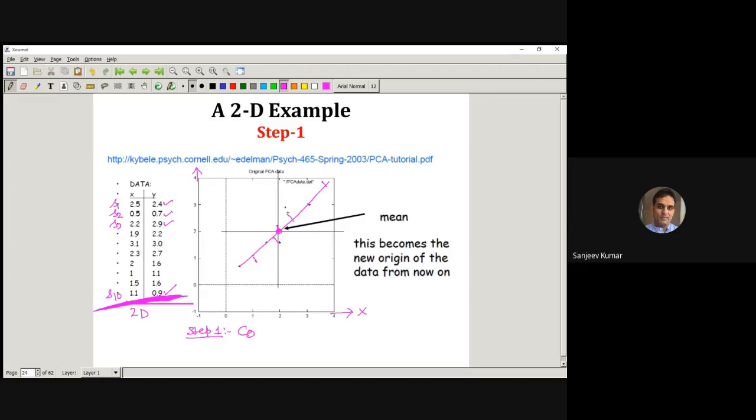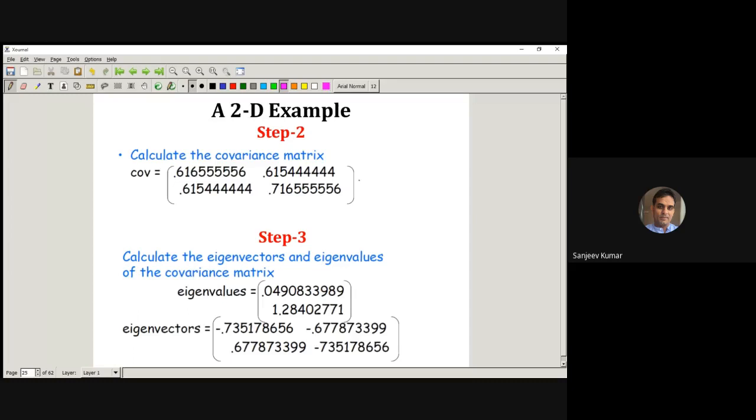First, I will find the covariance matrix of this data. In the second step, I will find the eigenvalues, lambda 1 and lambda 2. And then in step 3, I will find the eigenvector corresponding to the bigger eigenvalue, and that will be the direction of the principal component. So let us find the covariance matrix of this data. The covariance matrix comes out like this. You can see it is a symmetric matrix. I calculate the eigenvalues, lambda 1 and lambda 2.